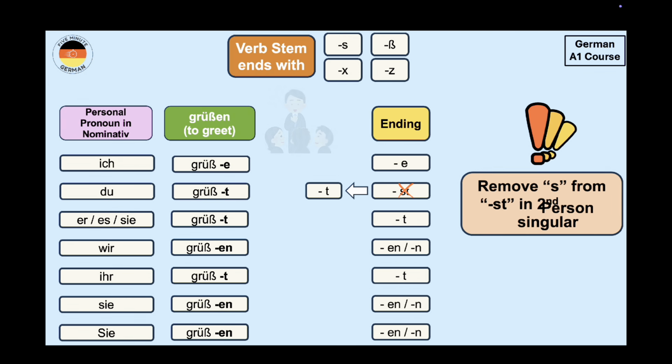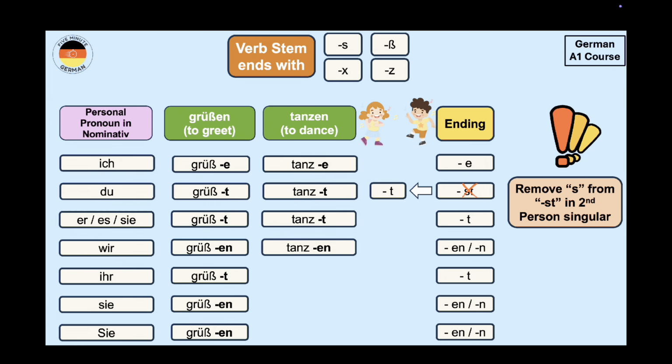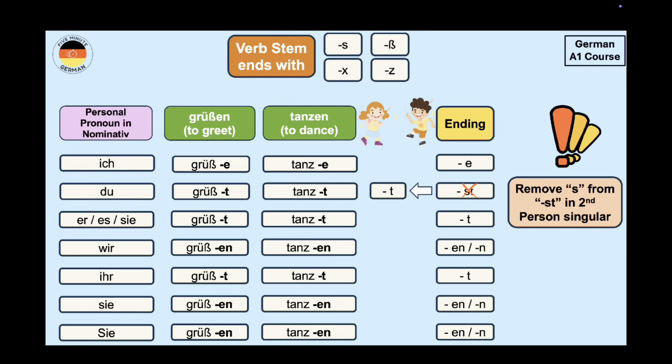Let's take an example with another verb, which is tanzen, which means to dance. So the conjugation will be ich tanze, du tanzt, so only the t over here and not st. Then er tanzt. With wir, it will be wir tanzen. With ihr, it will be ihr tanzt. With sie, it will be sie tanzen, the same as the infinitive, and the formal Sie will be Sie tanzen. So this is the change that will happen when the verb stem ends with the letters s, ß, x or z. Because all these letters have the sound of s when they are pronounced, that's why we want to avoid duplication, and therefore the s is removed in second person singular.